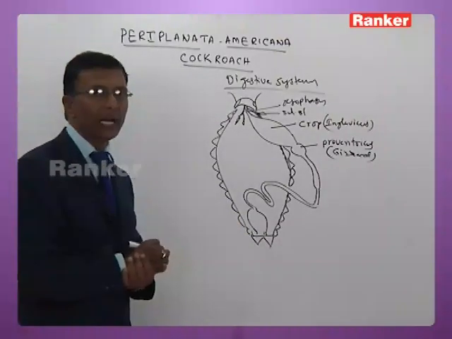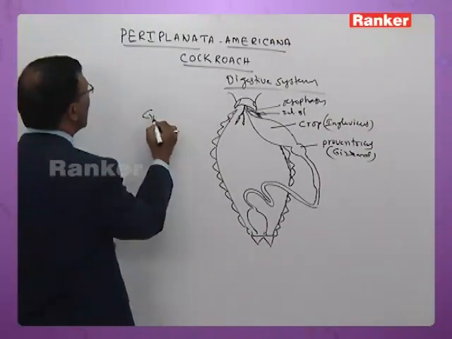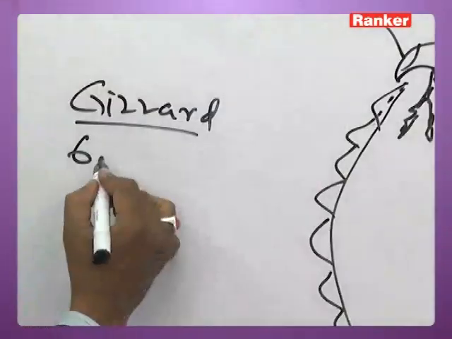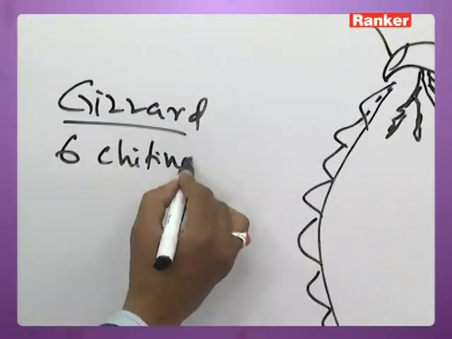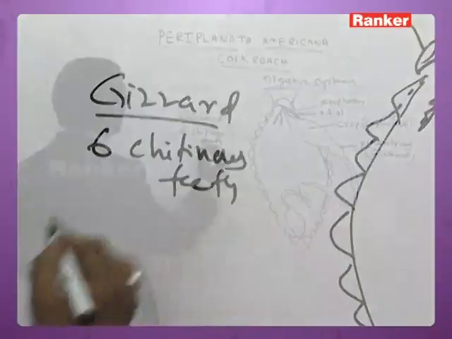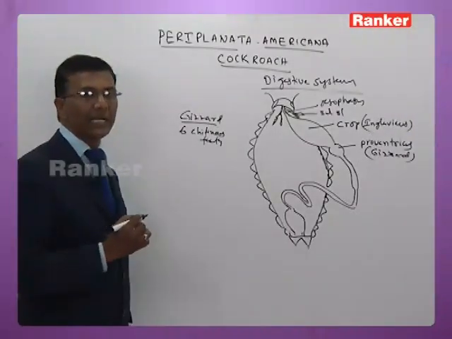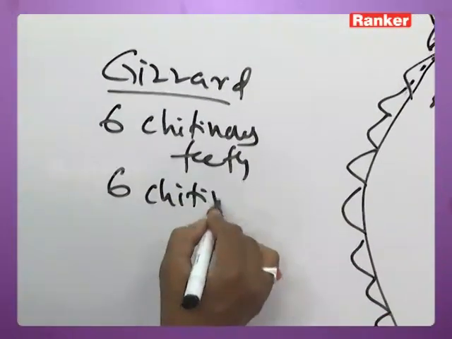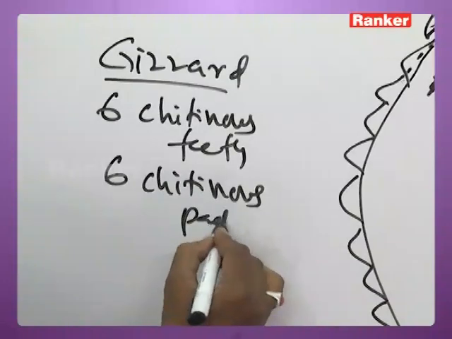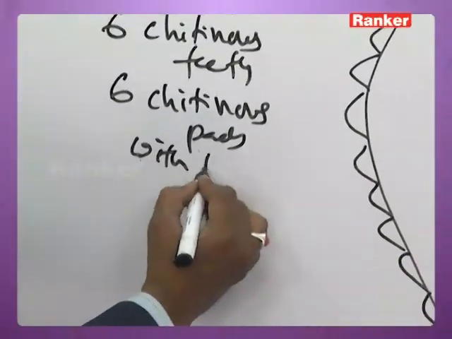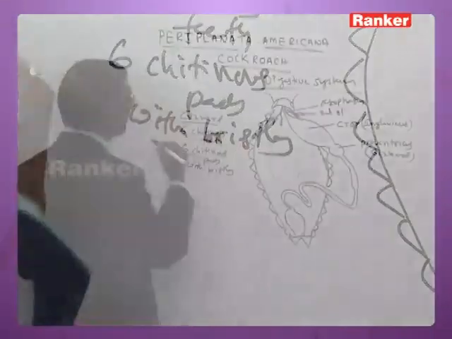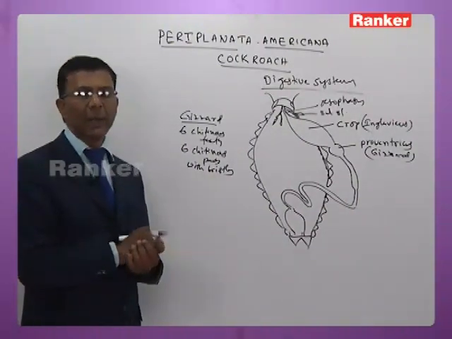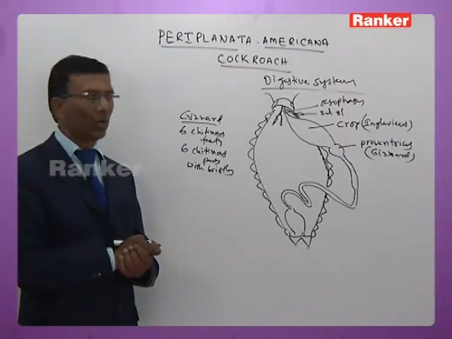Proventriculus or gizzard. The gizzard, or proventriculus, acts as a grinding mill. Internally it is provided with 6 chitinous teeth, which are alternately arranged with 6 chitinous pads with bristles. The 6 chitinous teeth are meant for grinding, and the 6 chitinous pads with bristles are meant for filtering the food.